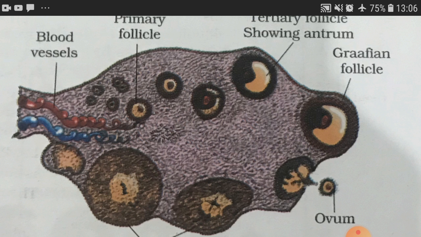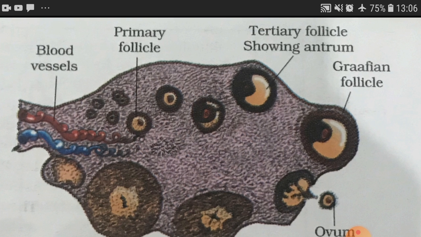of cuboidal cells, the germinal epithelium, followed by a layer of flattened cells, the visceral peritoneum. The stroma consists of the outer ovarian cortex and central ovarian medulla.